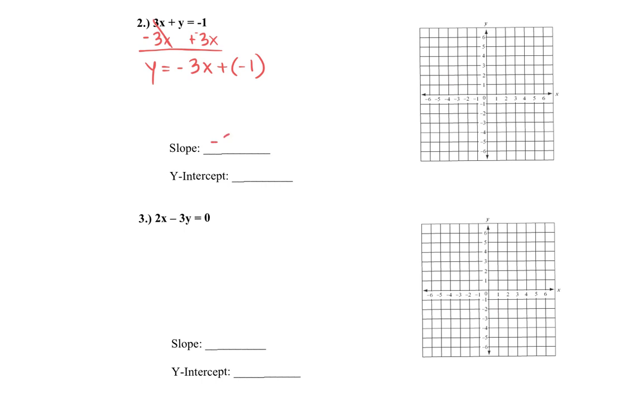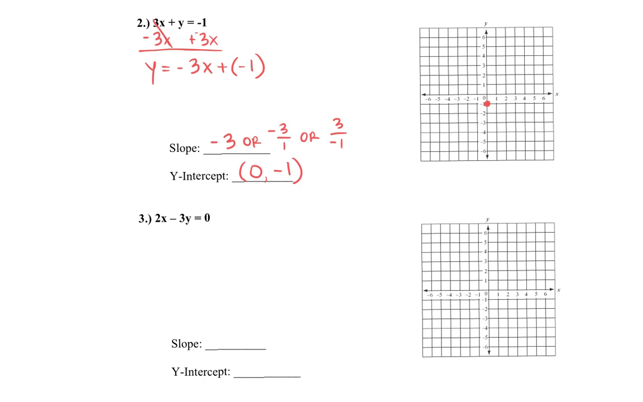So I can go straight to identifying the slope, which is -3, or you could write it as -3 over 1, or it could be 3 over -1. All of those are equivalent. The y-intercept is 0, -1. So the y-intercept is always your starting point.